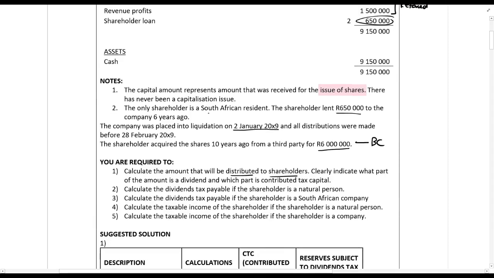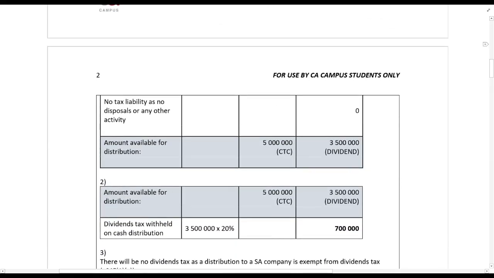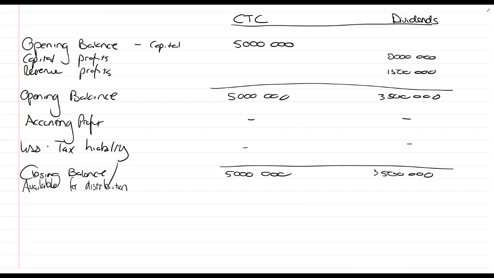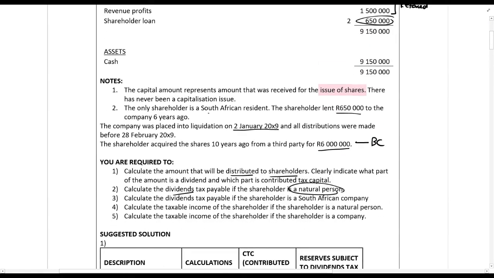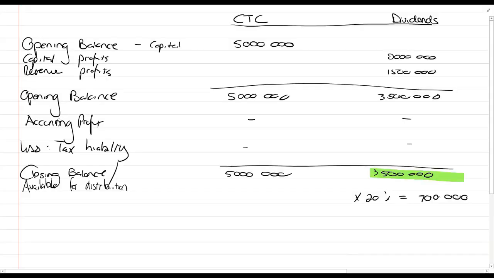Okay, now calculate the dividends tax payable if the shareholder is a natural person. So what I want you to see is this amount over here, that's the dividend balance. Times 20% equals 700,000 rands. That's the dividends tax. Number 3, if the shareholder is a South African company, then there is no dividends tax because it's a South African company. Remember that rule.